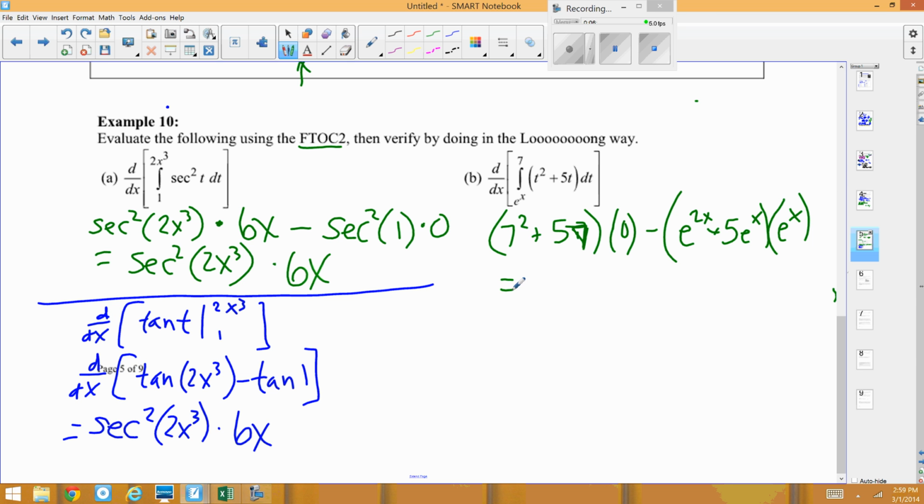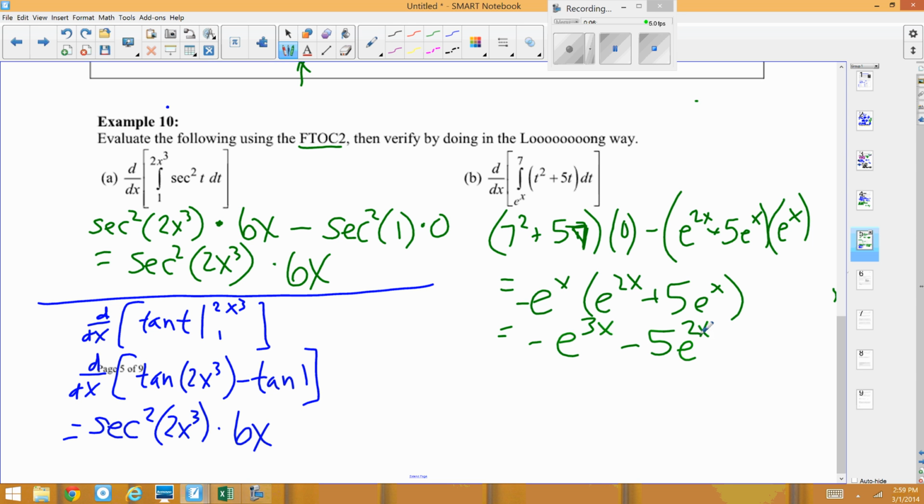So in this case, our function is negative e to the x times e to the 2x plus 5e to the x. And if you want to distribute that out, negative e to the 3x minus 5e to the 2x. So there we go. And this one I can show you using the long way. I just don't want to waste time in the video, so I can show you in class if you'd like to see it.